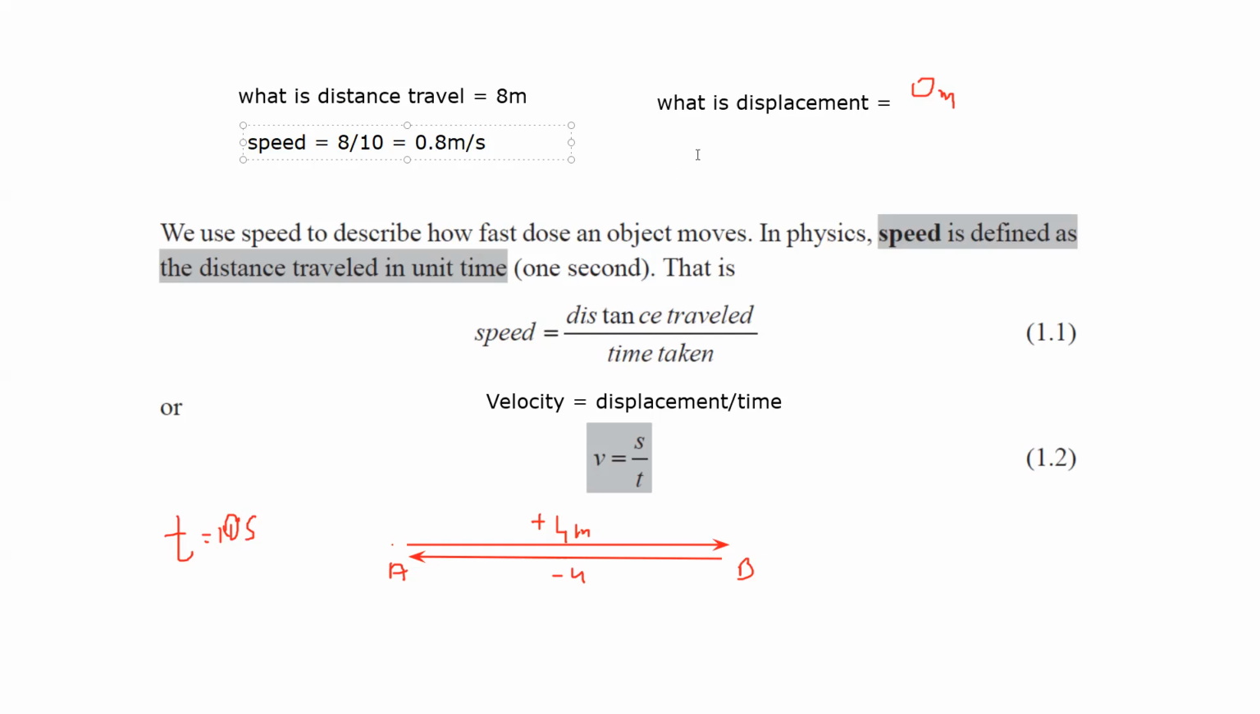But velocity is a vector quantity. So what about velocity? Because displacement is 0, so 0 divided by 10. So the velocity will be 0 meter per second. Is this example clear?